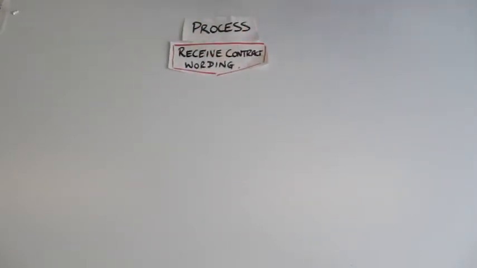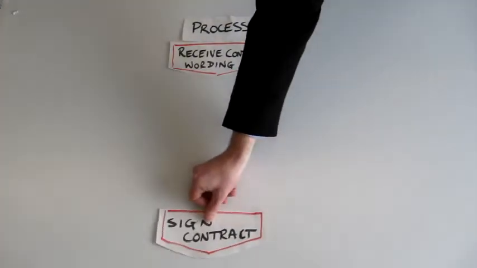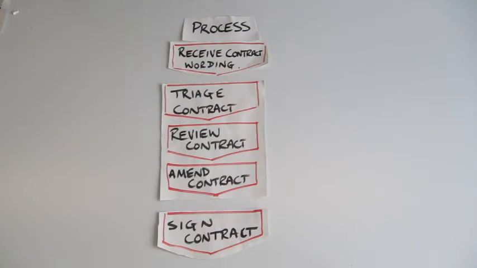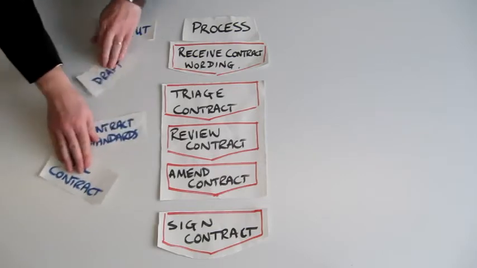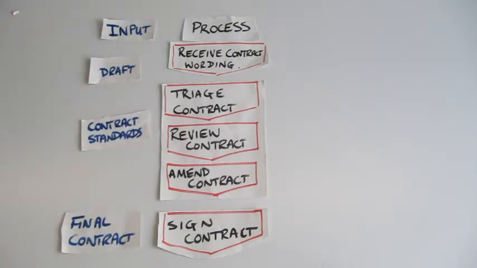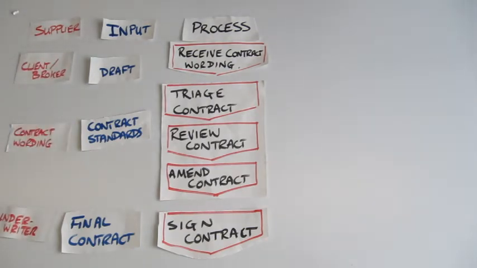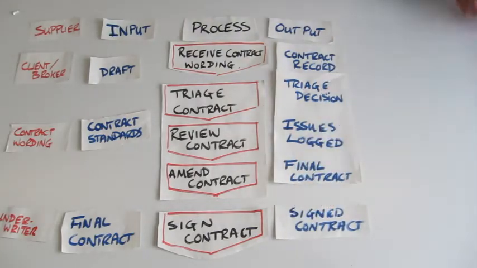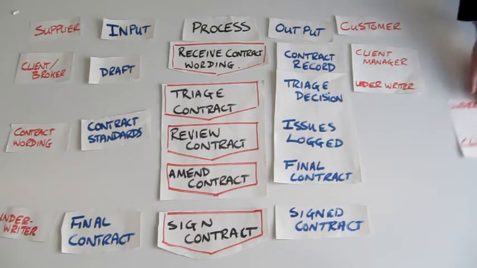A real example of how to build a SIPOC and how to use the SIPOC effectively. Start with the process, first identify the start and then the end. In this case, receive contract wording, sign contract, and then a few of the steps in between. Then the key inputs that we need for those steps. Then the suppliers, who we get them from, such as the client broker, contract wording team or underwriter. Outputs, we have some key outputs, contract record, issues logged, etc., final contract, and then finally the customer that it goes to, such as the underwriter.